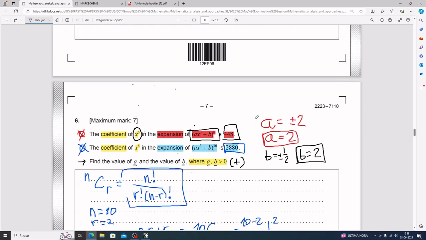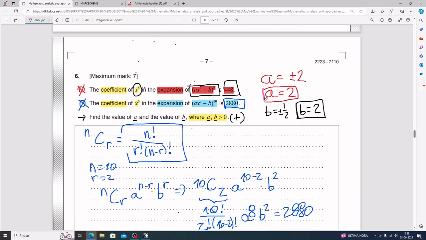Anyways, the final answer is that a has to be 2 and b is not 2. I don't know why I put that. Sorry. b is positive 1/2. See? And so that is how you solve number 6.